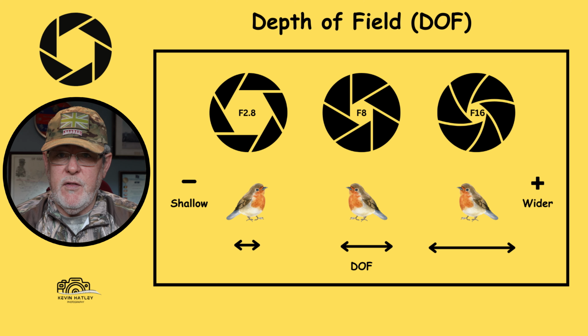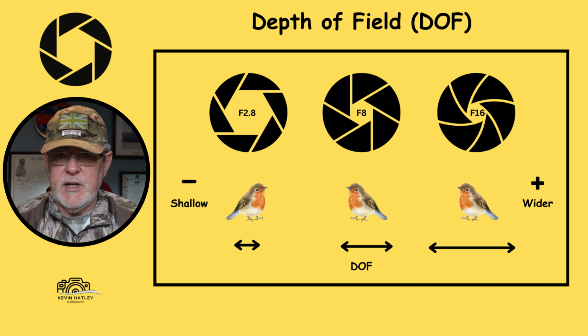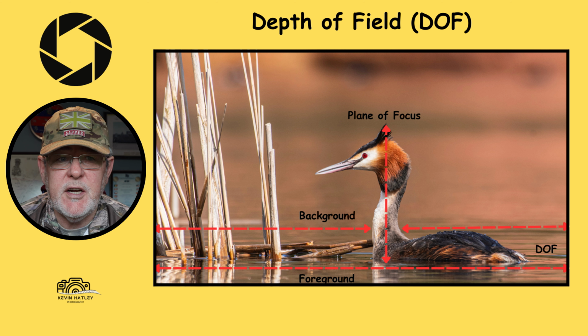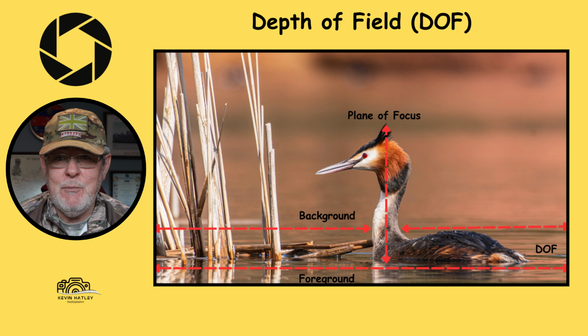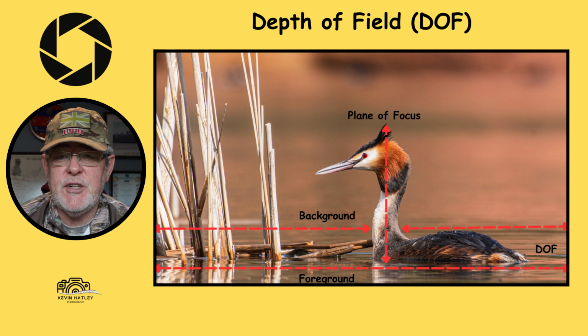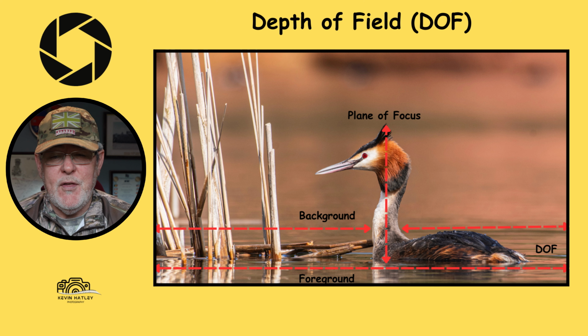The smaller the aperture, the wider or the deeper your depth of field is. And it's important to understand the difference between the two. In this picture here of a great crested grebe, we can see that both the foreground and the background are blurred out. And sitting in between the foreground and the background is what's known as the depth of field. And that's where the image is in focus. And that's known as the plane of focus.